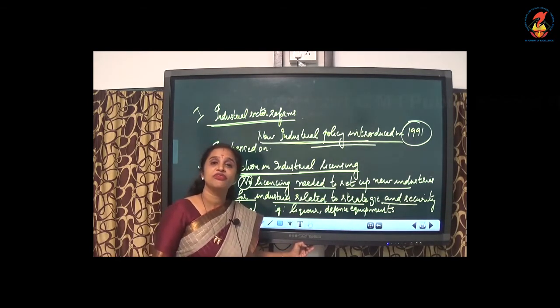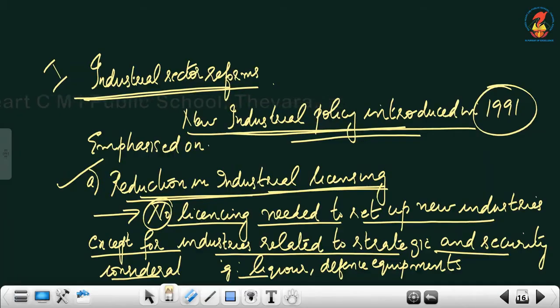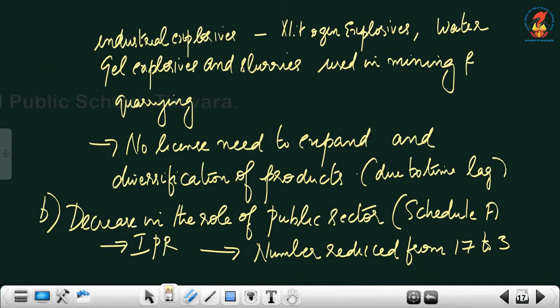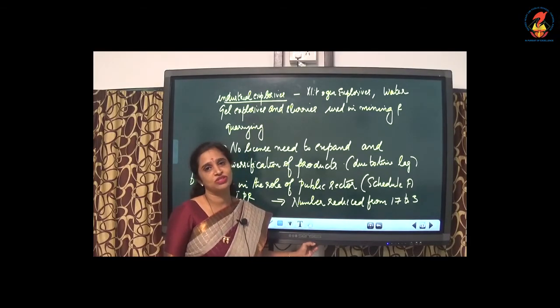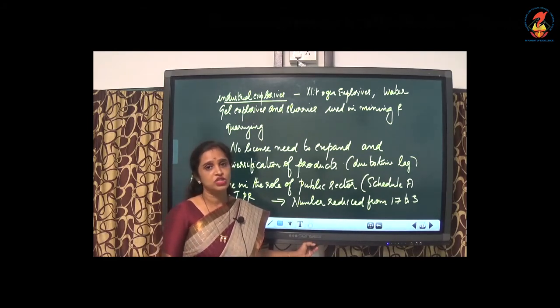No need of licensing for any industries to start except those industries which are concerned with safety and security. For example, liquor, defense equipments and industrial explosives. Those industries which are related to the manufacturing of liquor, defense equipments and industrial explosives, they definitely need the licensing from the government. Why? Because they are industries concerned with strategic and security considerations.